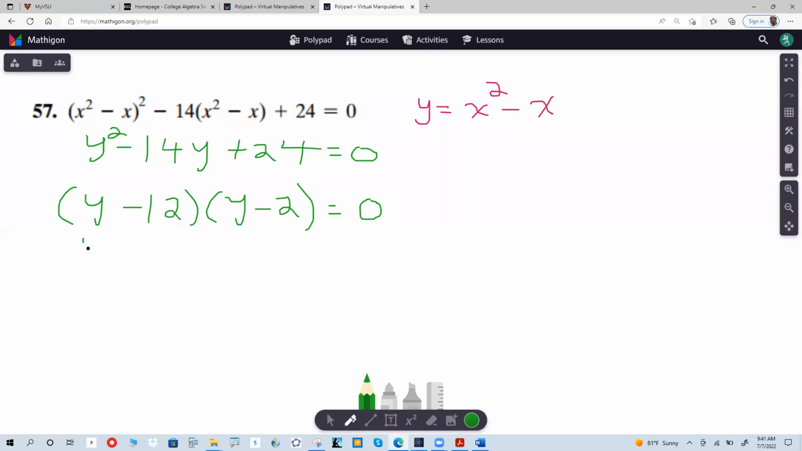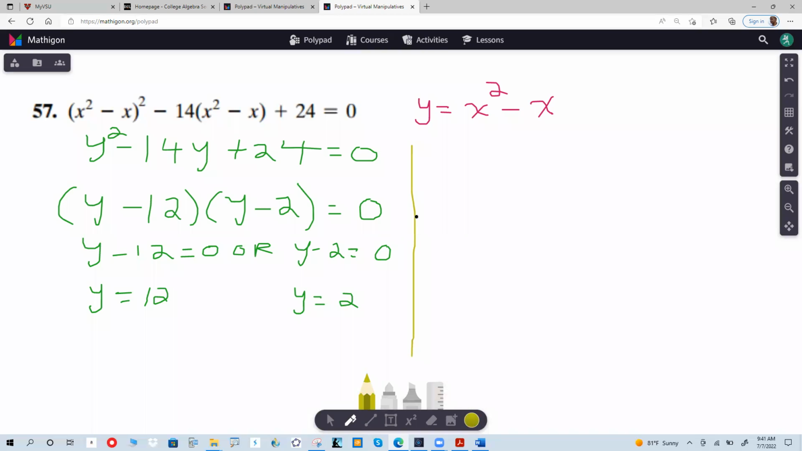So remember, guys, this means either this is 0 or this is 0. If the left-hand side is 0, adding 12 to both sides gives you this, and adding 2 to both sides gives you this. You're almost done, but not quite. And let's use a different color and do the rest of the work here.